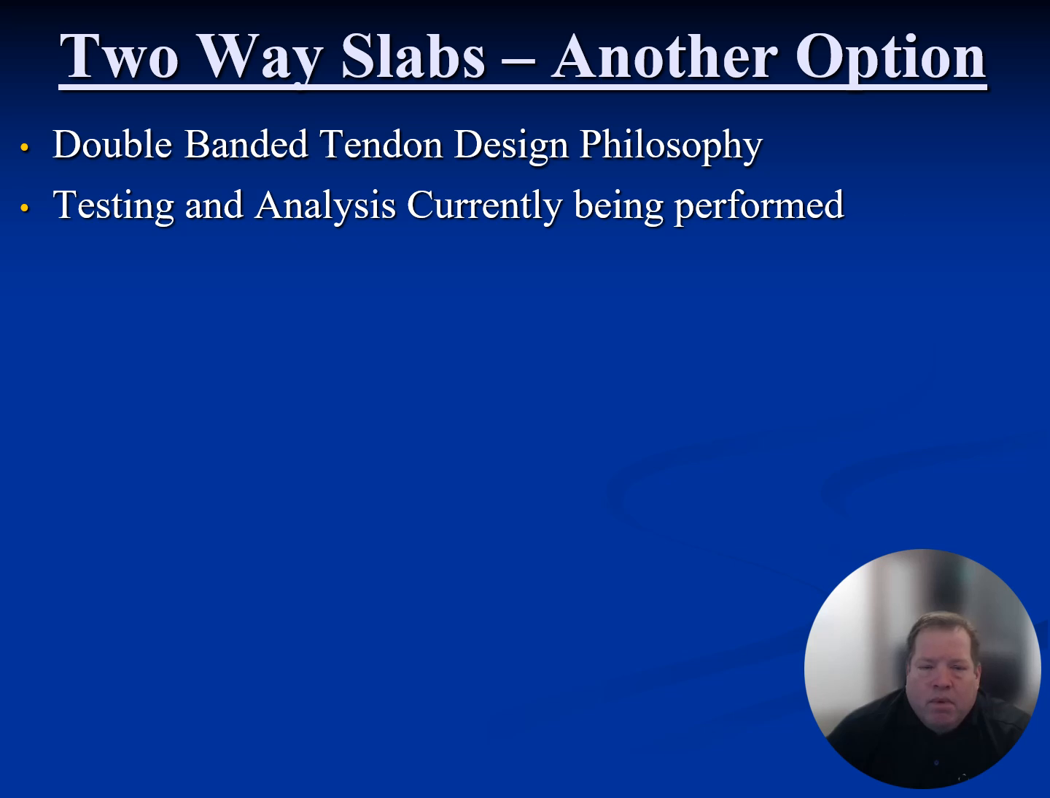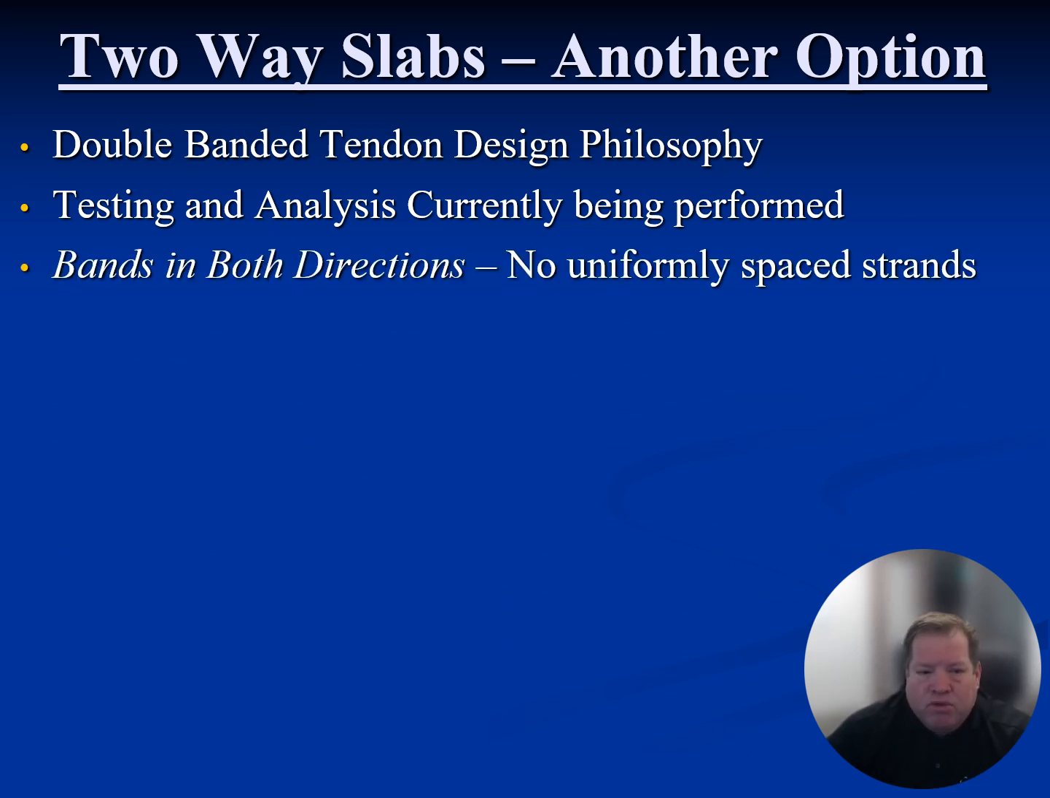So they did some physical testing and analysis at Virginia Tech. This was, I think, 1 or 2 years ago. Reports are being written, reports have been written, codes are being revised so that you can do bands in both directions. That's the key. So instead of having bands and then uniforms perpendicular, you're going to have bands in both directions with effectively nothing besides some rebar in the midspan in both directions.